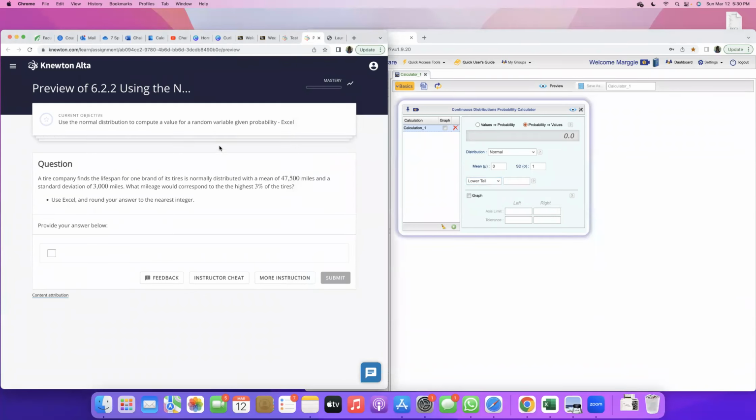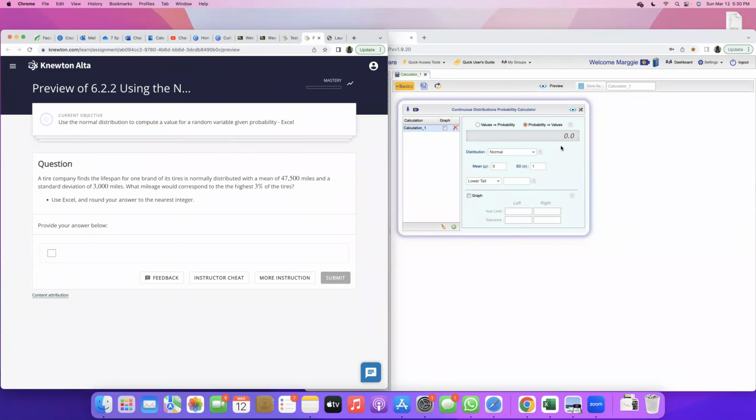Let's go here. This one says to use the normal distribution to compute a value for a random variable. So we have a tire company. A tire company finds the lifespan for one brand of its tires. It's normally distributed with a mean of 47,500 miles and a standard deviation of 3,000 miles. What mileage could correspond to the highest 3% of tires?